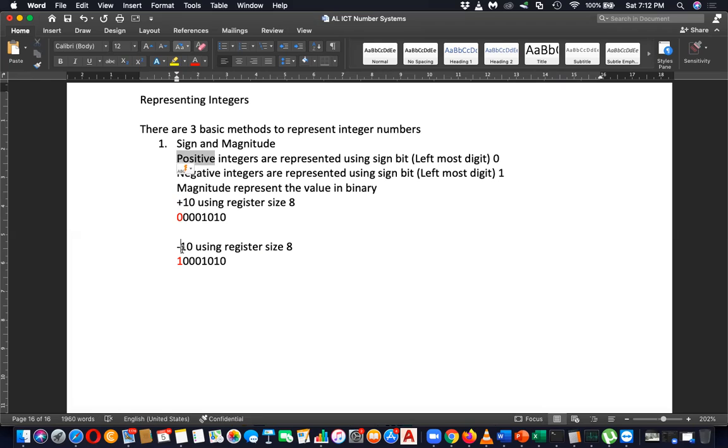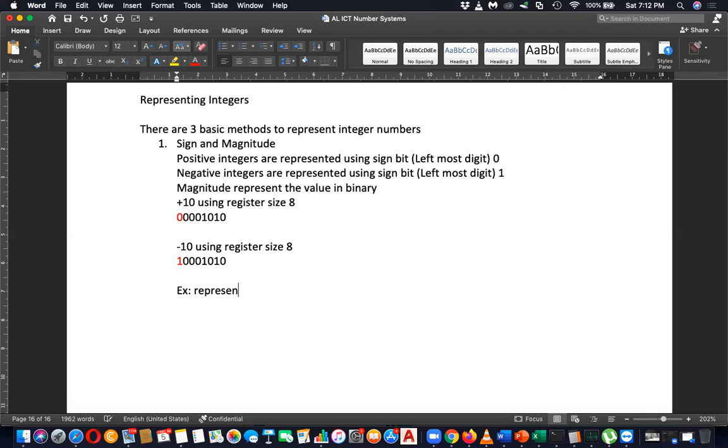So this is one solution. When it is plus, put the first bit 0, to indicate it's a positive number. First bit 1 indicates it's a negative number. Okay, so please write this down and represent these.